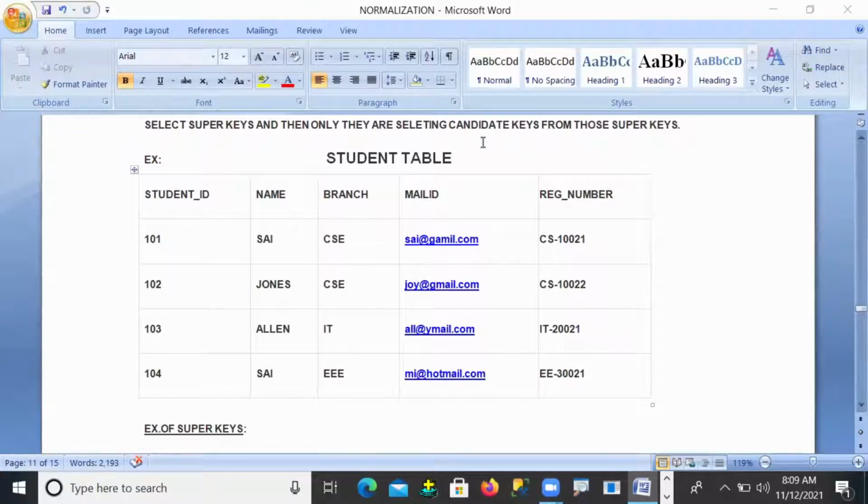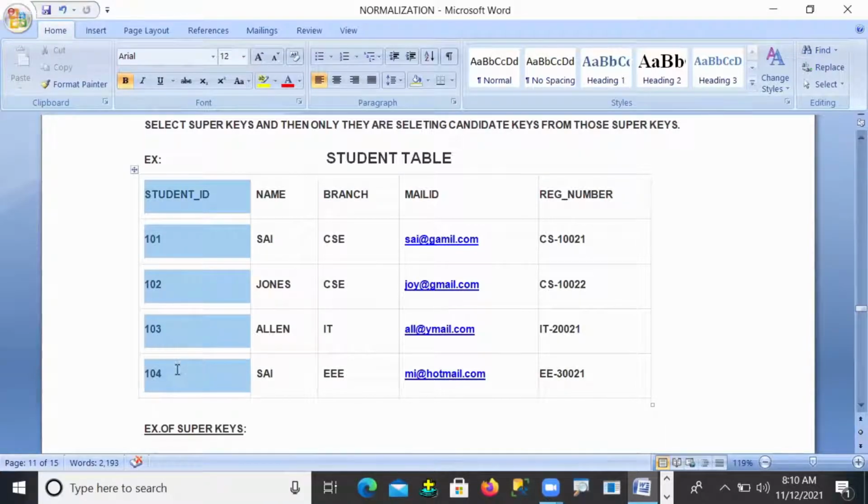Now carefully observe each and every column one by one. First, come to the student ID column. Student ID column has some values: 101, 102, 103, 104. So tell me, guys, your student ID column has unique numbers. That means student ID column values uniquely identify your rows. Yes or no?